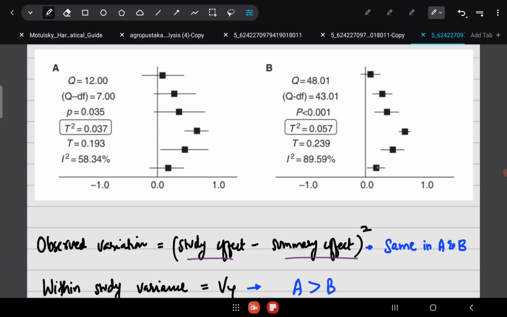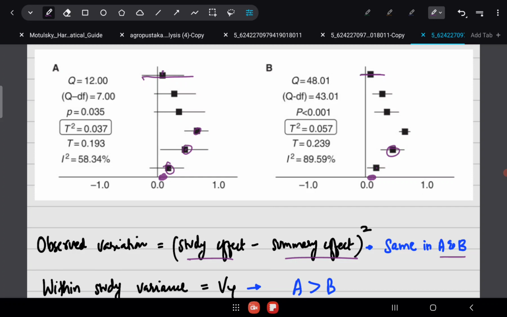Obviously you can see the positions of these squares are the same. The only thing that is changing is actually the variance. So the within study variance is less here and more here, but the center, the point estimate, is the same, right? So the summary effect will also be the same. Let's say this is the summary effect for both forest plots. Now you can see that the observed dispersion is actually the same, because the difference between the summary effect and the individual study effects, the squared difference, will be the same. So it is the same for A and B.